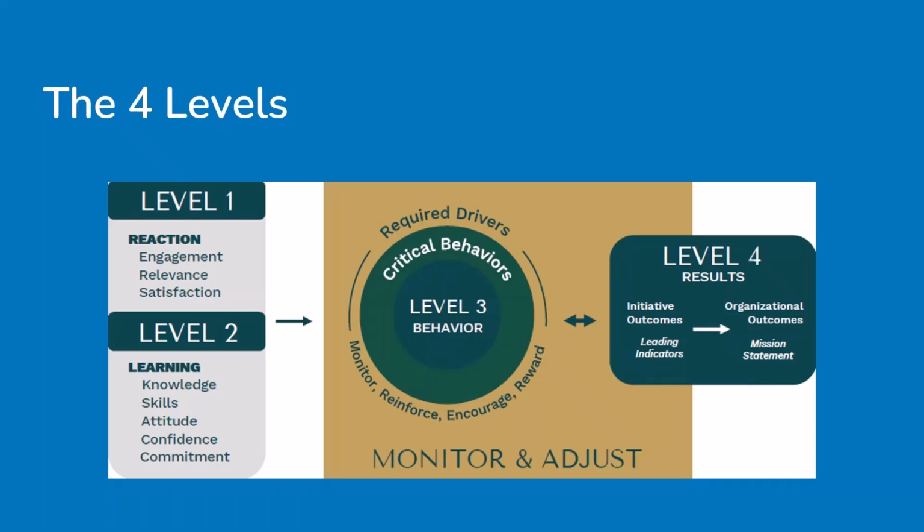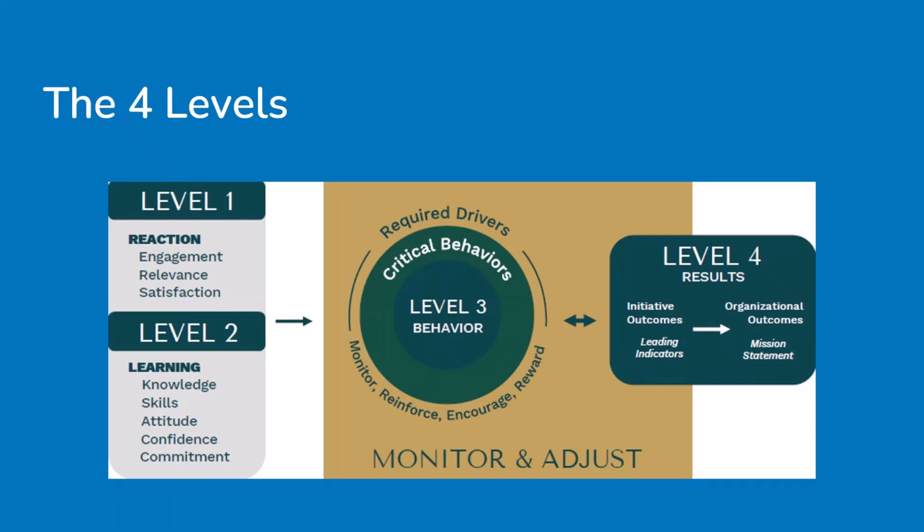Level 3 is the employee behavior. So if you have an issue in the company, identify critical behaviors that you know will result in the leading indicator that you're looking for, right? And then you support these critical behaviors with required drivers. So you monitor the critical behaviors, you reinforce the critical behaviors, you encourage the critical behaviors, and you reward the critical behaviors.